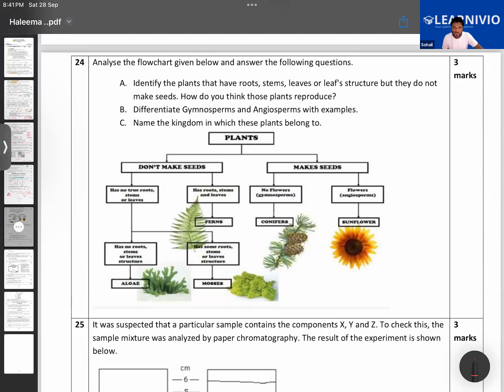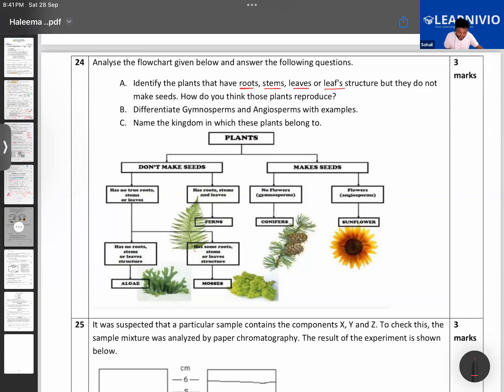What do you think about the first one? You have to identify the plants that have roots, stems, leaves, or leaf structure, but they do not make seeds. So what do we call those plants? Aloe vera? No, algae. For example, algae will not be a proper example. The question is saying that they have root, stem, and leaf also. Algae doesn't have leaf or root.